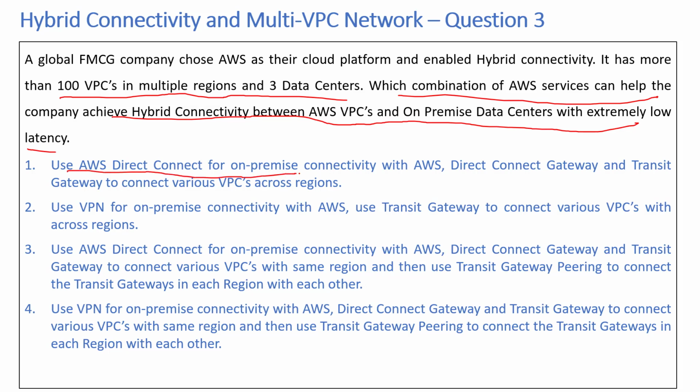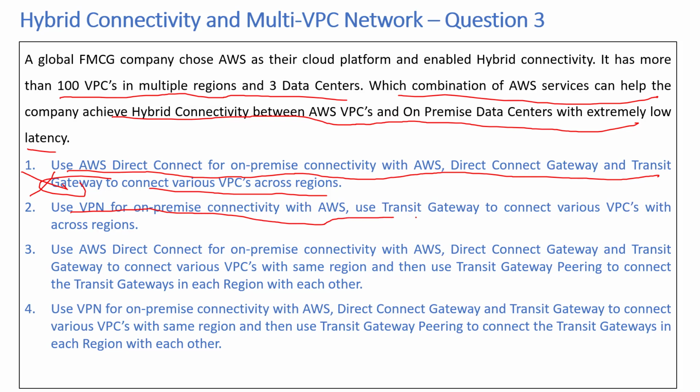Use AWS Direct Connect for on-premise connectivity, with Direct Connect gateway and transit gateway to connect various VPCs across regions. So yeah, these services are correct, but transit gateway is a regional service, and you have VPCs across regions. So this is definitely not going to work. Use VPN for on-premise connectivity with AWS. Use transit gateway to connect various VPCs across regions. Yeah, this is definitely a possibility. Instead of Direct Connect, you use the VPN and then use the transit gateway, which will work.